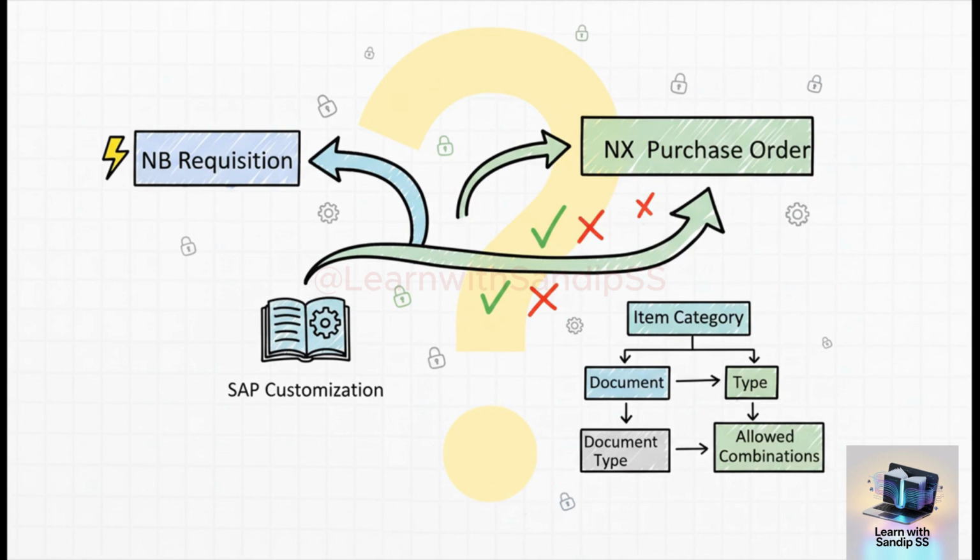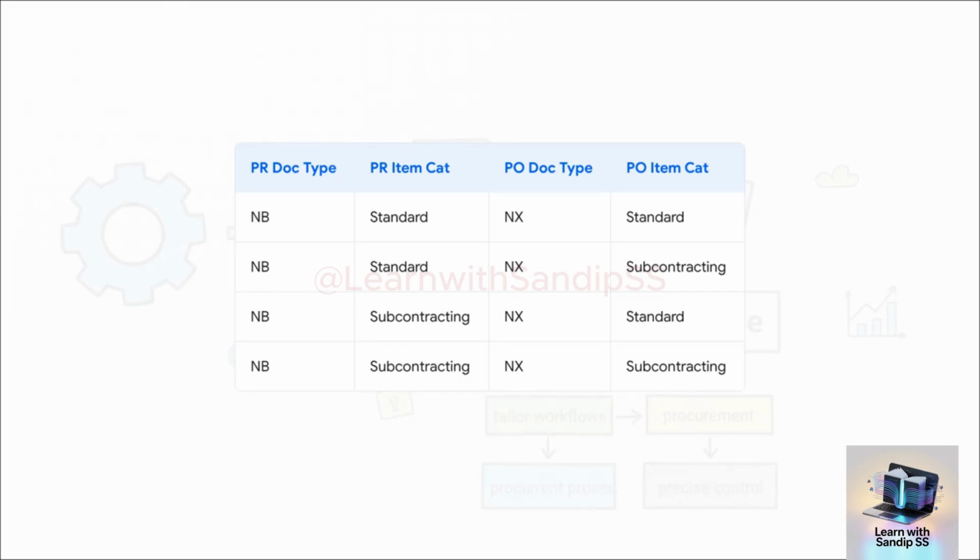So here's the puzzle. How does the system possibly know what's allowed? How does it know that a plain old standard item on an NB requisition can be turned into a subcontracting item on our new NX purchase order? Well, the system doesn't guess. You have to spell it out and tell it every single valid combination. And this shows you exactly how you do it. You literally have to create an entry for every valid combination. You can see it right here.